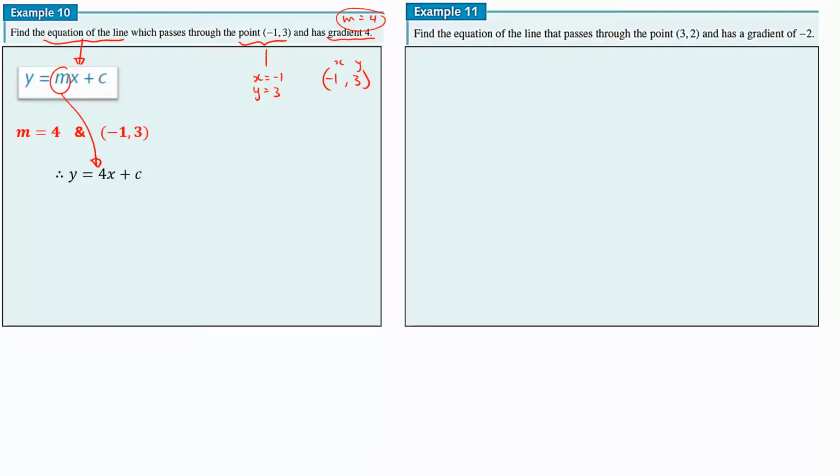I just don't know what c is. I still have no idea what that is. That's why I need to find it. So the question is, why did they give you a coordinate? Why did they give you the x coordinate and the y coordinate? Why did they give you a point? What's the reason for the point?